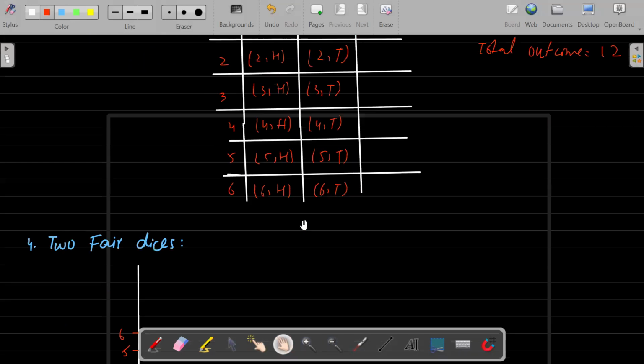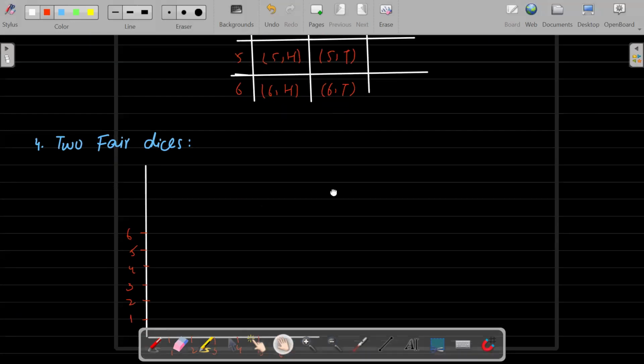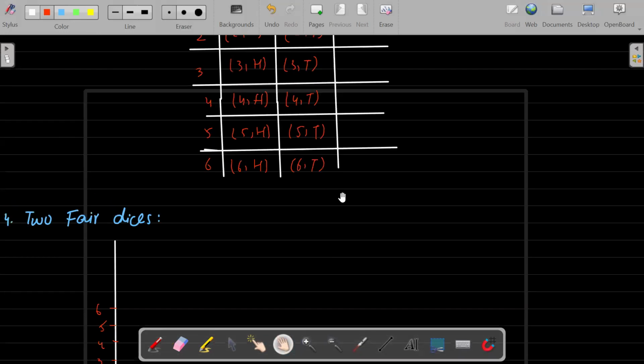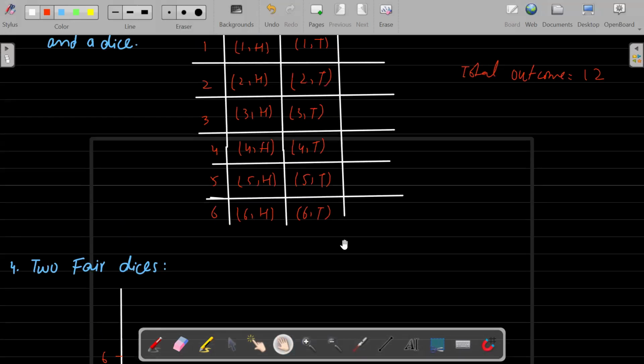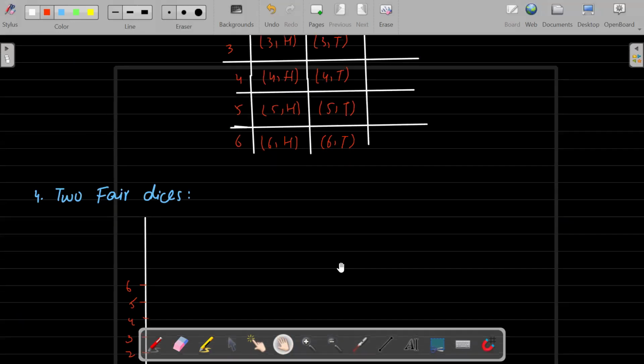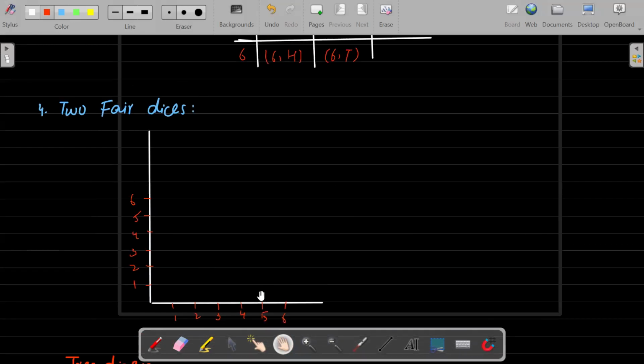Okay, let's talk about two fair dice. If we have two fair dice, O levels allow you to make two kinds of distribution of your sample space, either in this form or in a graphical method. I'm going to do this with the graphical method this time so that you can get to know about it. If this is 1 1, I will put the dot over here. Same way, 1 2, 1 3, 1 4, 1 5, and 1 6.